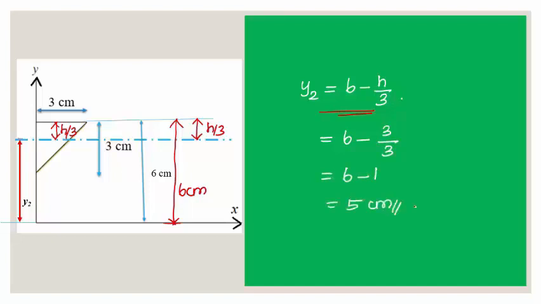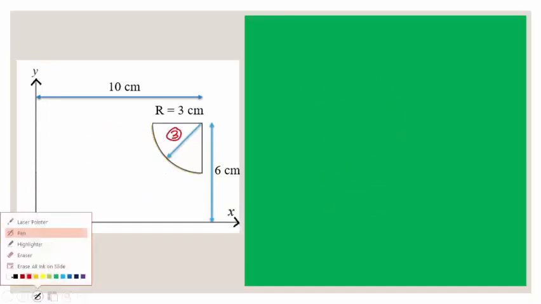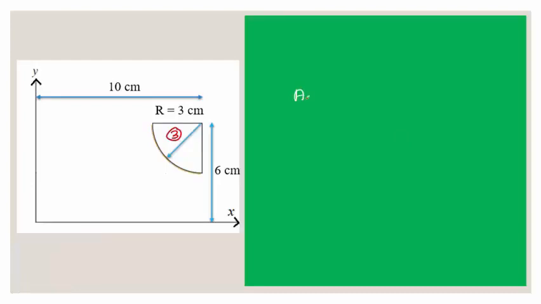Okay. Next, considering the third section. So this is the quadrant. The formula for calculating the area of the quadrant is 1 by 4 pi r square. So 1 by 4 into pi into the radius of the quadrant, which is 3. So A3 will be 7.0686 centimeter square. Okay.